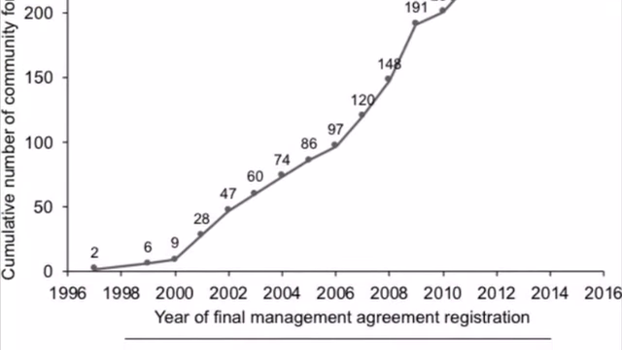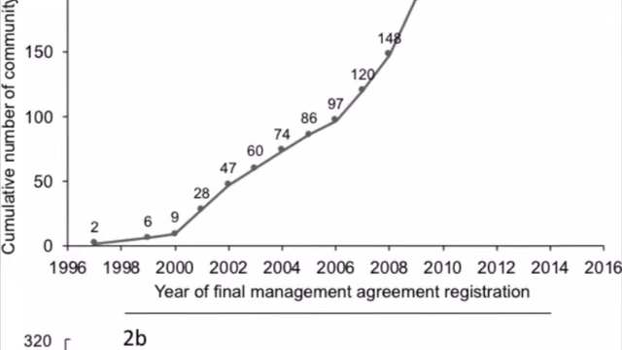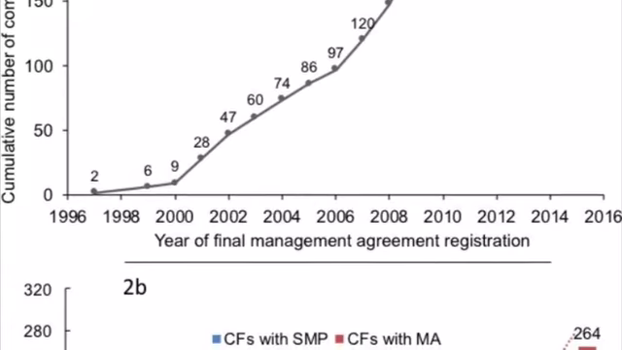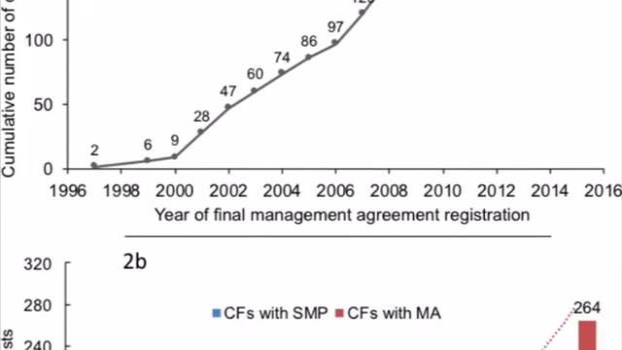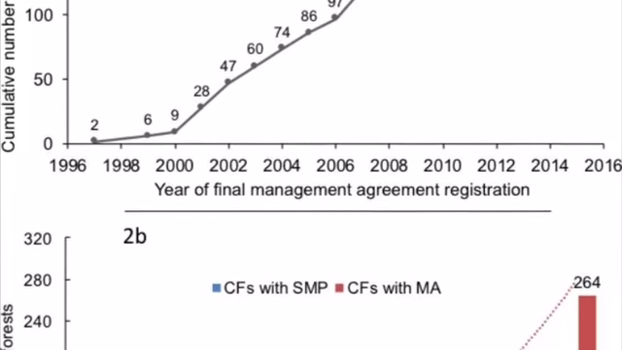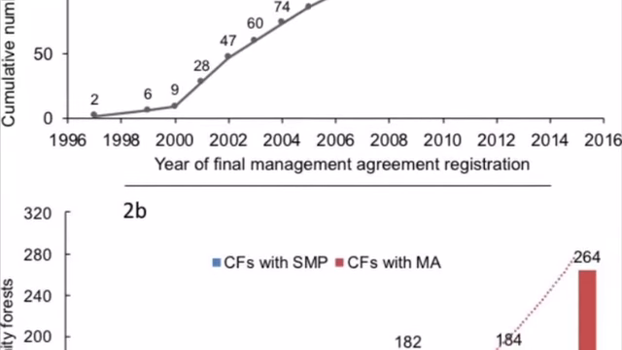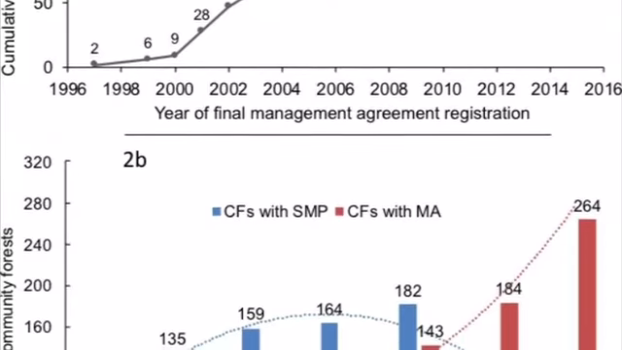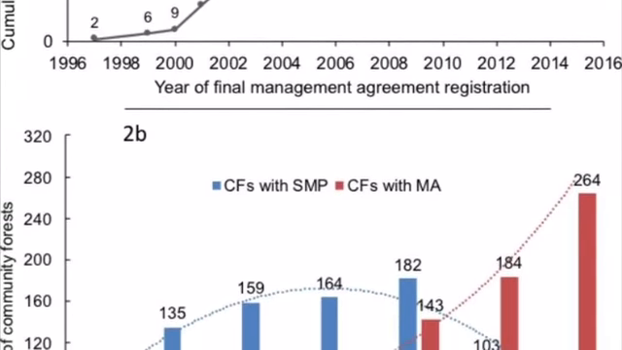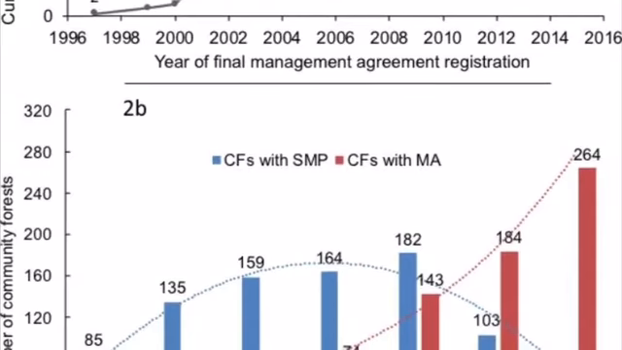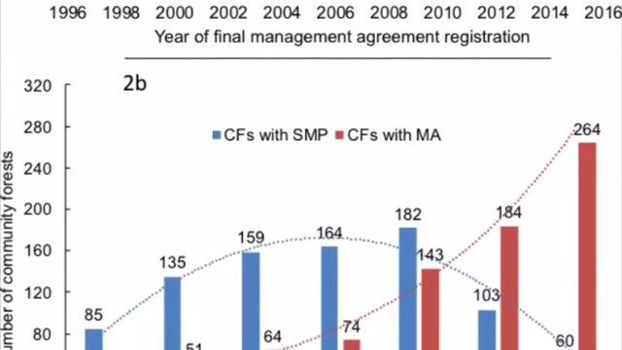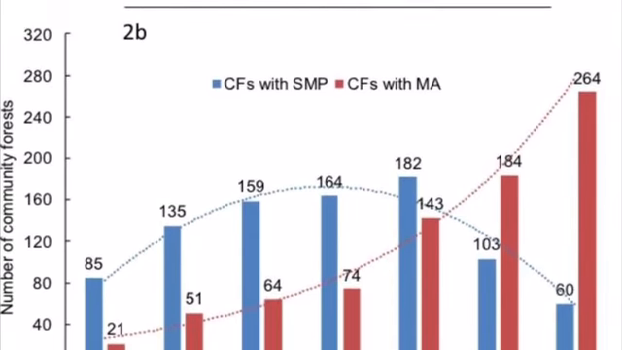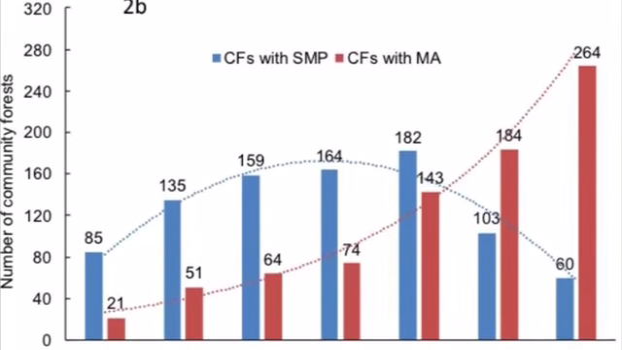Figures 2A and 2B show the numerical evolution of community forests in terms of total number of community forests, total area, as well as community forests with final management agreement. There was a spike in number and area of community forestry between 2006 and 2011. The number of community forests with valid simple management plans has also been significantly reduced since 2010 because of a lack of start-up funds, knowledge, and institutional capacity.